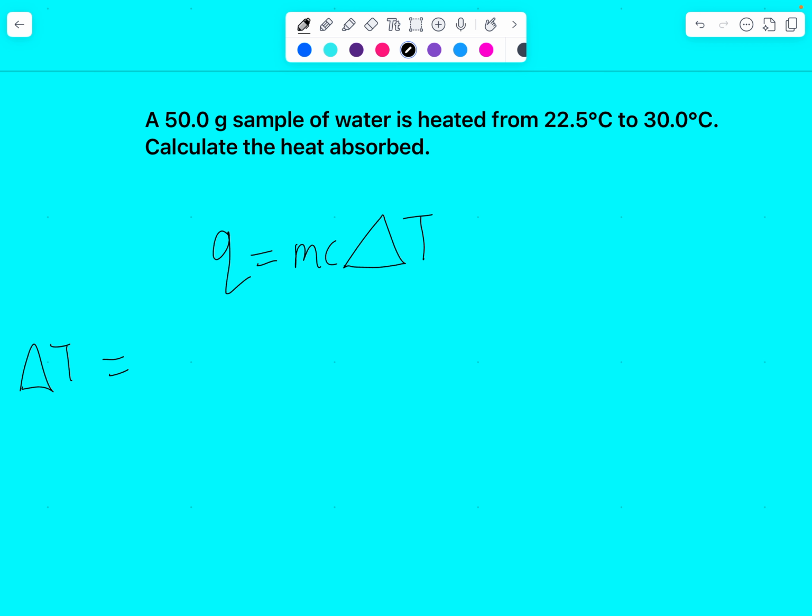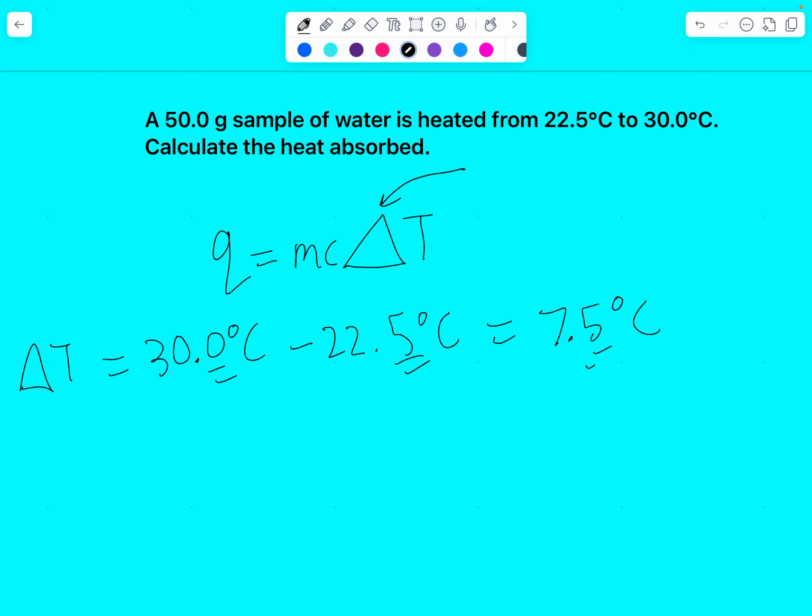And you may be saying, what the heck is delta? Delta is that triangle. But you're not going to say triangle T because you sound silly. So 30.0 degrees Celsius, minus 22.5 degrees Celsius equals 7.5 degrees Celsius, 1 sig fig after the decimal point.